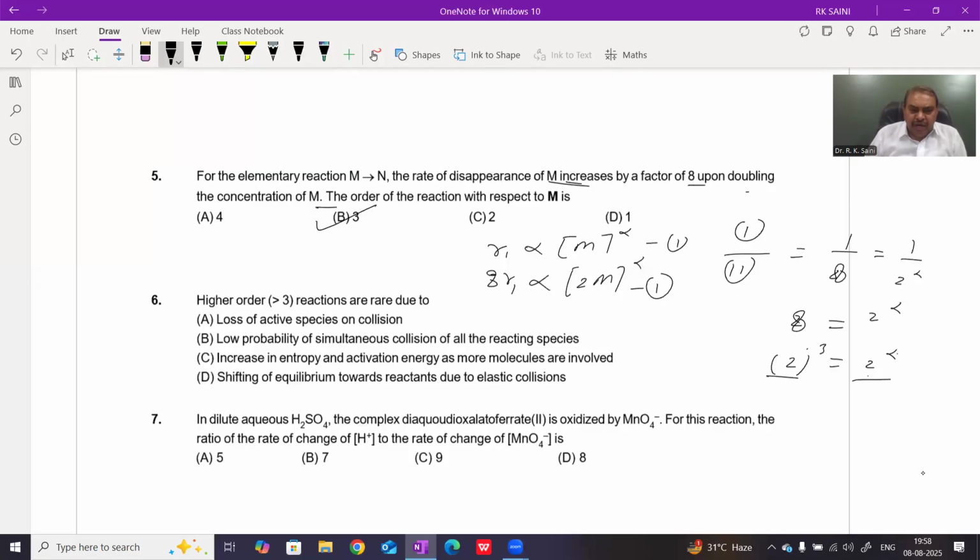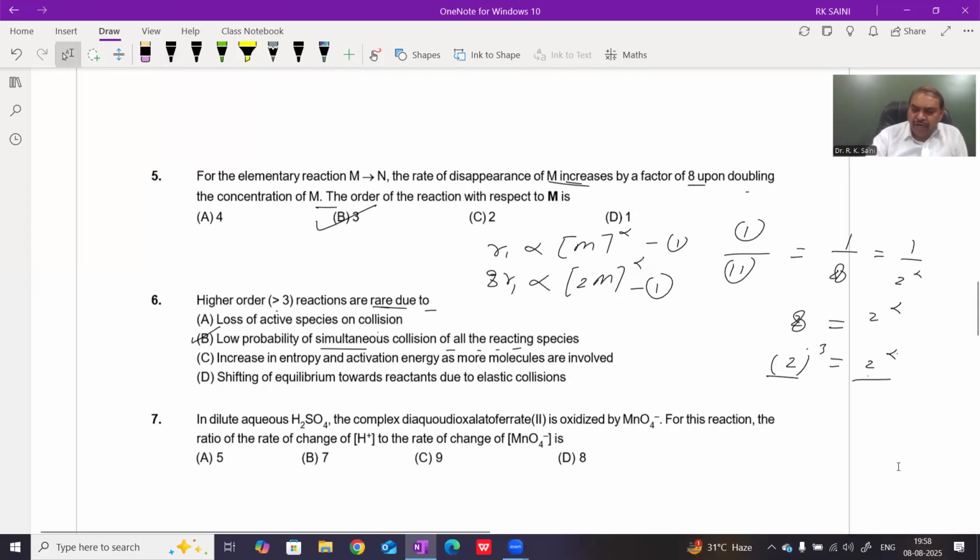Question number 6. Reactions of order higher than 3 are rare due to the low probability of simultaneous collision of all reacting molecules. That is the correct option. Next, question number 7.